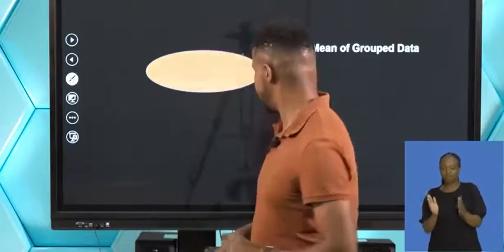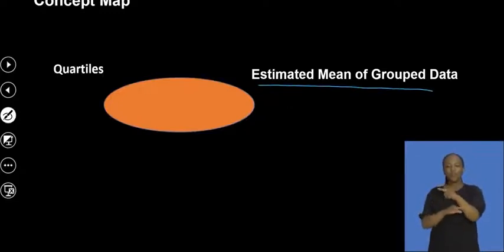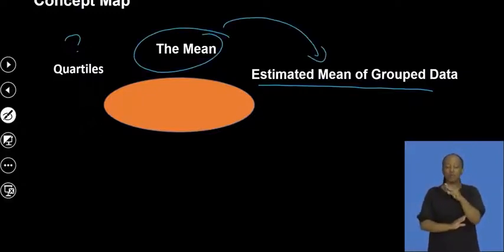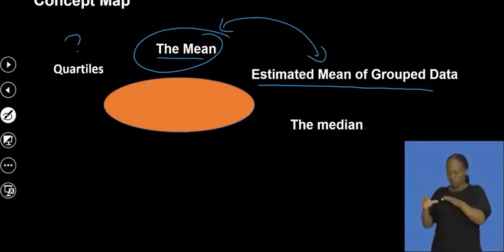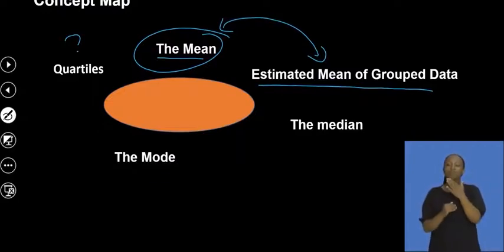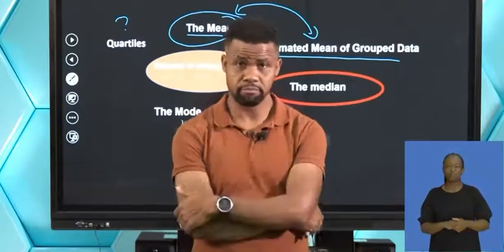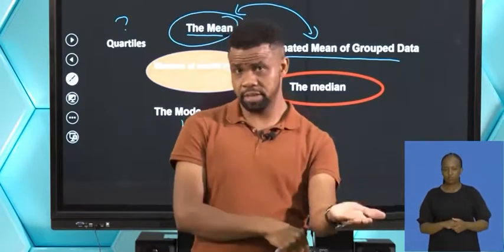Now let's come back. We looked at the estimated mean. We're still going to look at quartiles. We looked at the mean, which is the average, and the two are the same, but one is for grouped data and this is from raw data. We looked at the mode. Now we'll look at the median. Have you heard the term median? What does median mean to you? Mean, median, is it the same thing?